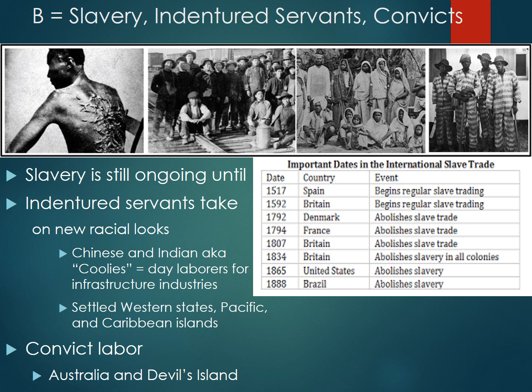B, with coerced and semi-coerced labor. That's a fancy way of saying that we still see slavery, indentured servitude, and convict labor during this time period. Slavery is still ongoing until certain dates, starting off in the 16th century. I put a little chart to the right there, which is a really important chart because it showcases when the heavy hitters are abolishing slavery.